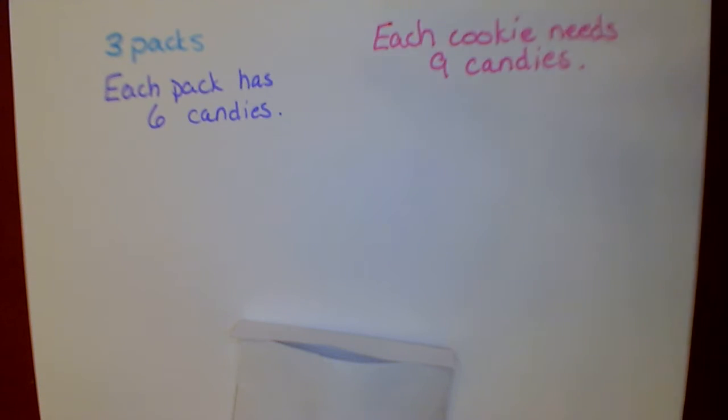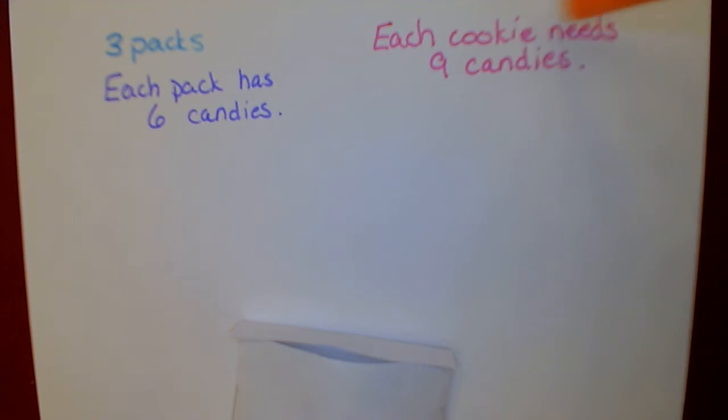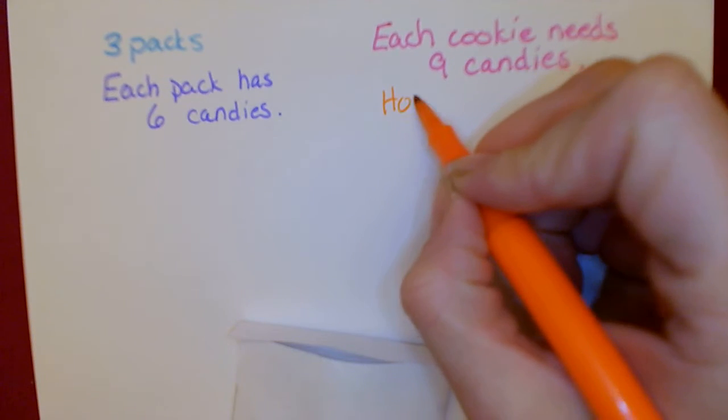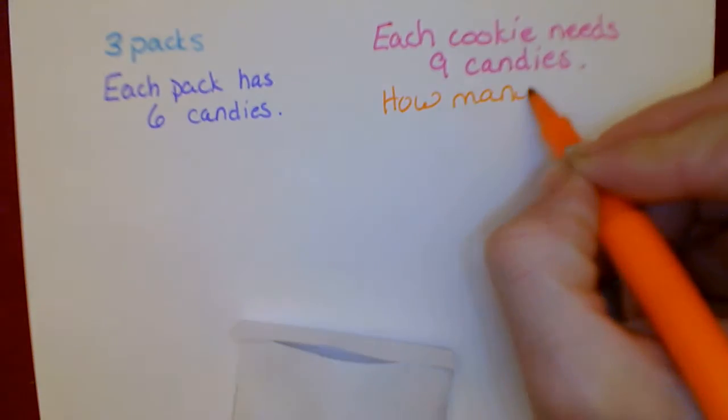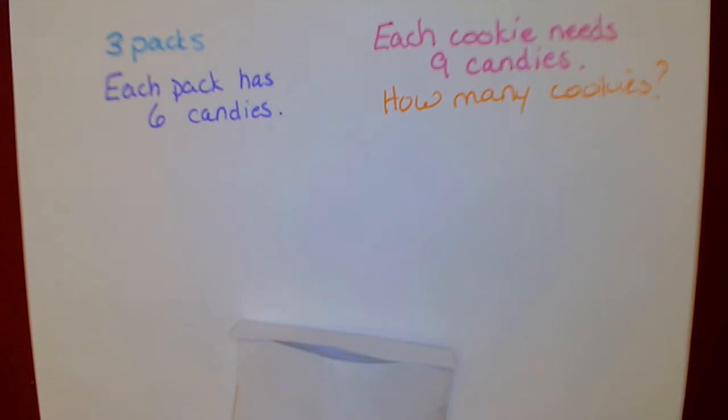I have 3 packs of candy. Each pack contains 6 candies, and each cookie that I'm going to make needs to have 9 candies on it. How many cookies can I make?